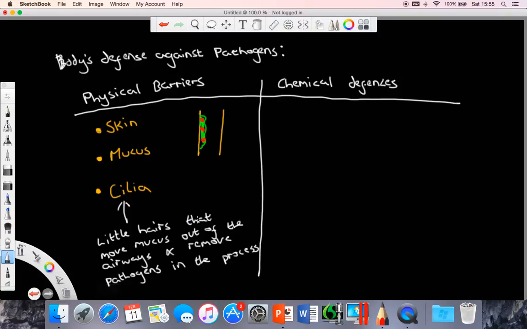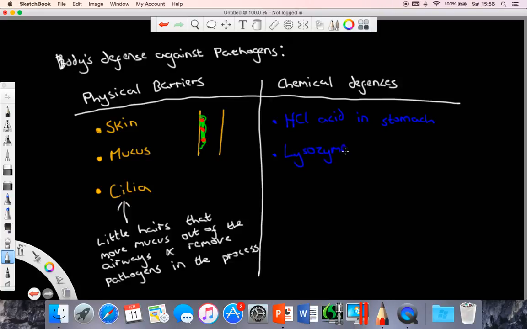Now, chemical defenses include the hydrochloric acid, so hydrochloric acid in your stomach. So any pathogens that are on your food are killed by the hydrochloric acid in your stomach when you swallow the food. Other things include lysozymes.